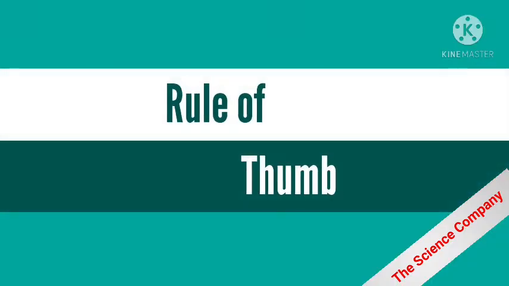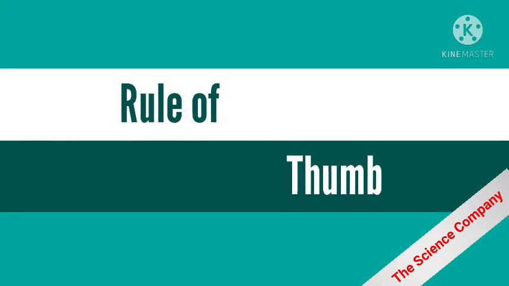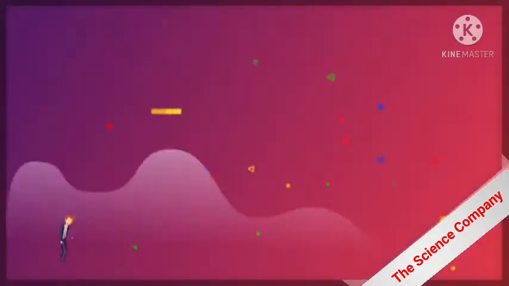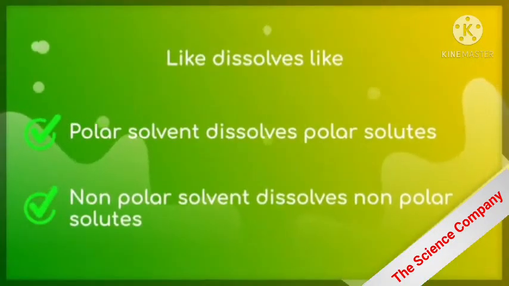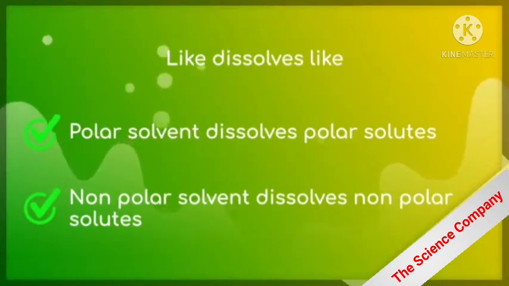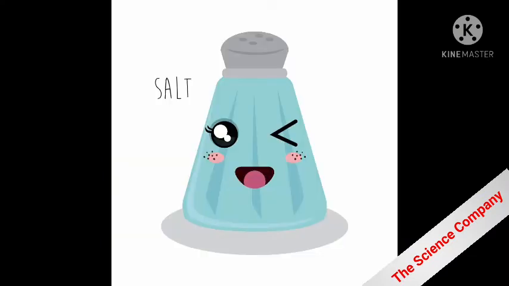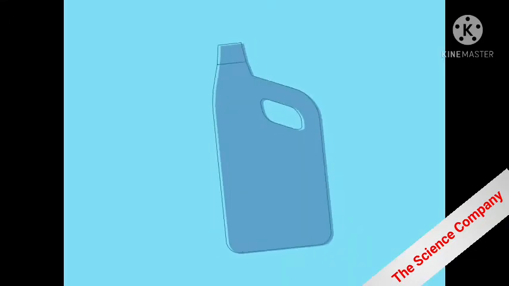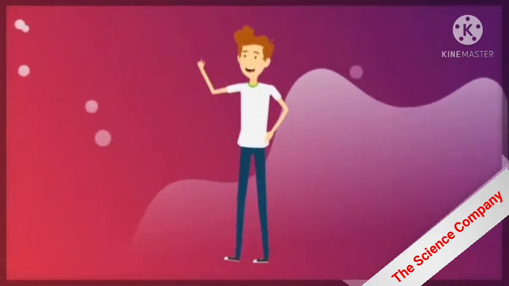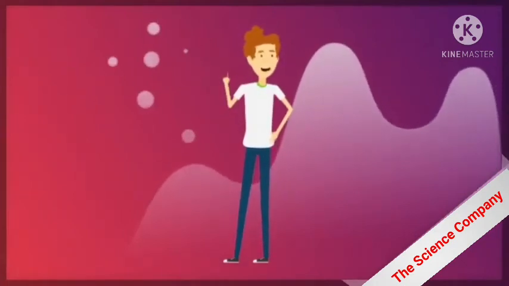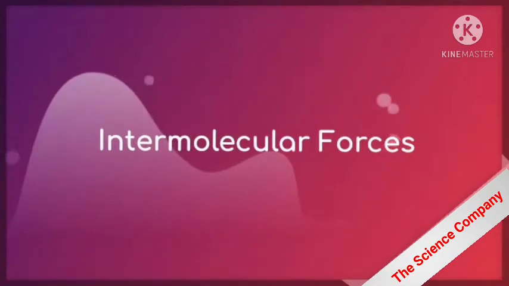When it comes to the solubility of organic compounds, there is a rule of thumb. The rule of thumb is that like dissolves like. That means polar solvents dissolve polar solutes and non-polar solvents dissolve non-polar solutes. For example, water is a polar solvent and it will dissolve salts and other polar molecules, but not non-polar molecules like oil. One of the important factors that affects the solubility of organic compounds is intermolecular force.